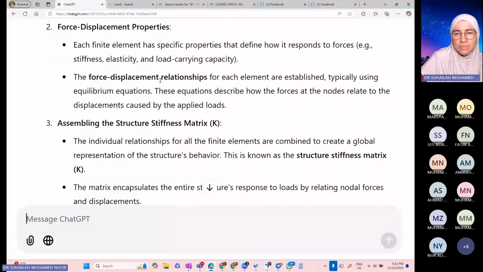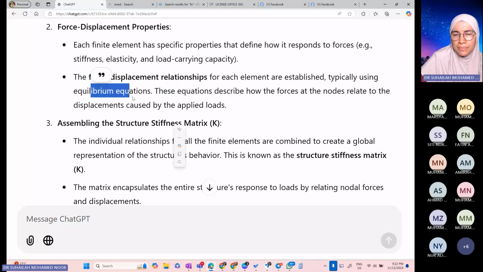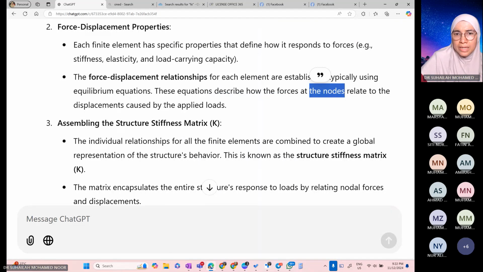Okay, the force displacement relationship, kita tengok dulu apa dia explain, nanti saya elaborate more. Nanti dekat OneNote. Okay, the force displacement relationship of each element are established using equilibrium equation. This equation describes how the forces at nodes, forces at nodes, displacement also at nodes. So in stiffness method, semua yang kita akan analyze, semua pada node only.